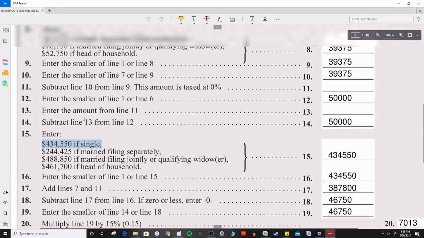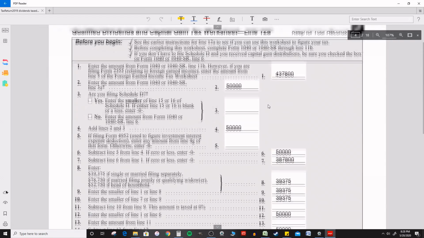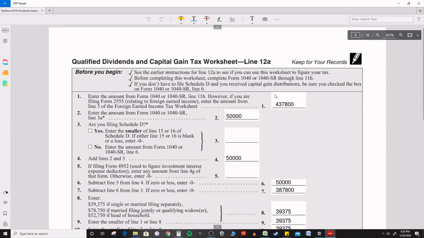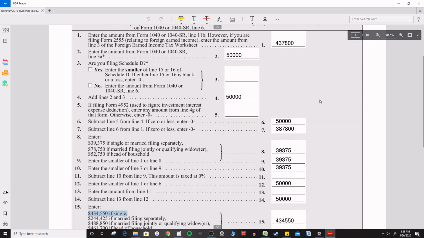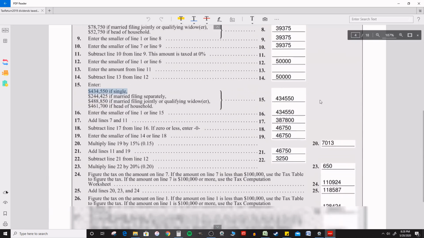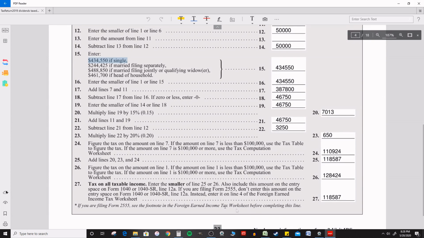We now have to instantly go down to this amount. Your income can be up to $434,550 if you file single, and you would still have your dividends taxed at 15%. Now, I'm going to just slowly scroll through this real quick. If you want to pause the video and study this line by line, be my guest. But I don't think you need to see this line by line.